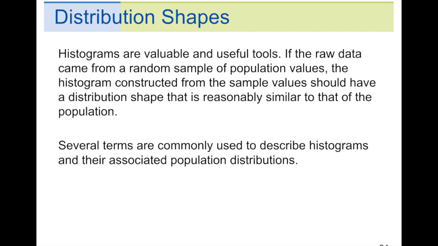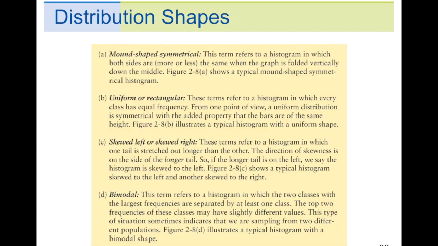Distribution shapes. Histograms are valuable and useful tools. If the raw data came from a random sample of population values, the histogram constructed from the sample values should have a distribution shape that is reasonably similar to that of the population. Several terms are commonly used to describe histograms and their associated population distributions.